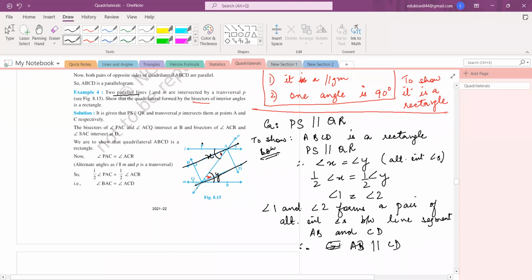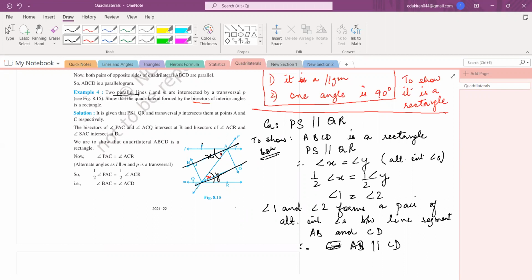Is this okay? So far, is it okay? See, this question is very simple. Earlier, two lines L and M were given that they are parallel. So we use that alternate angles are equal. Therefore, angle X is equal to angle Y. And by doing half, we got angle 1 is equal to angle 2. This time we have used the converse of the alternate angle theorem. That now alternate angles are equal, therefore the lines are parallel.